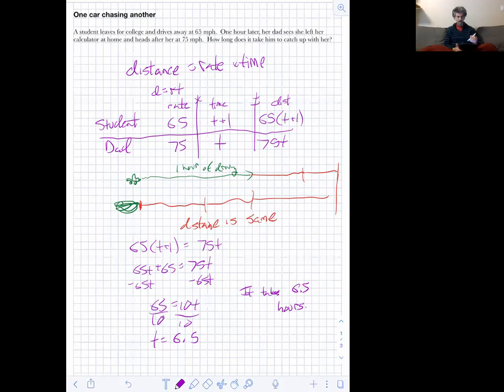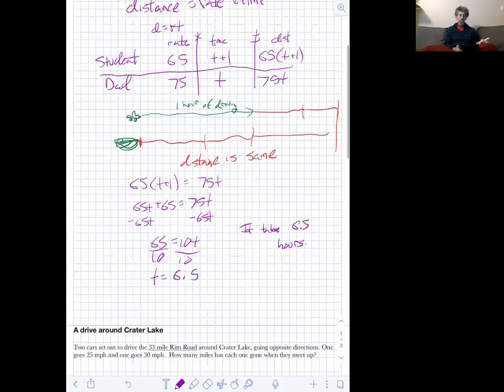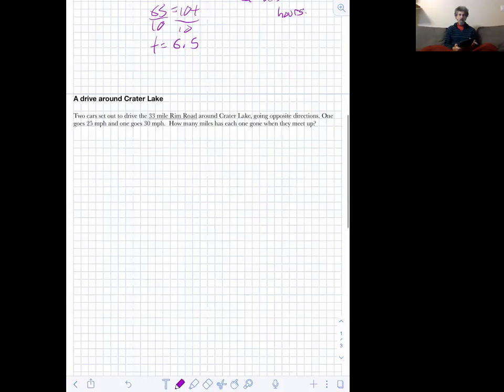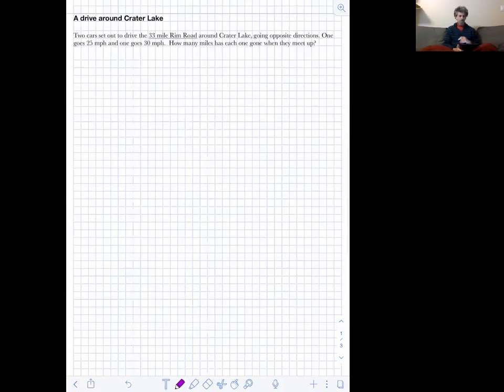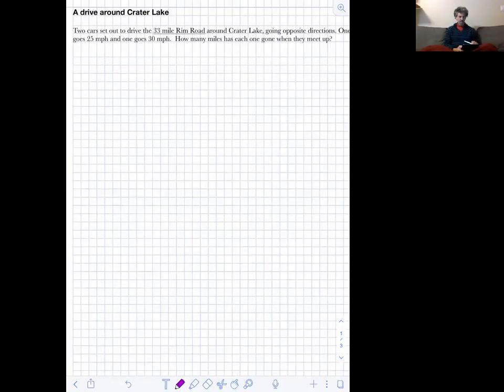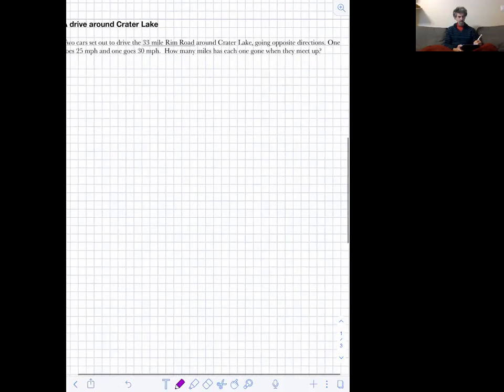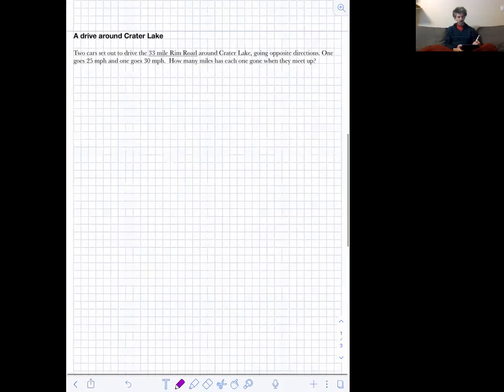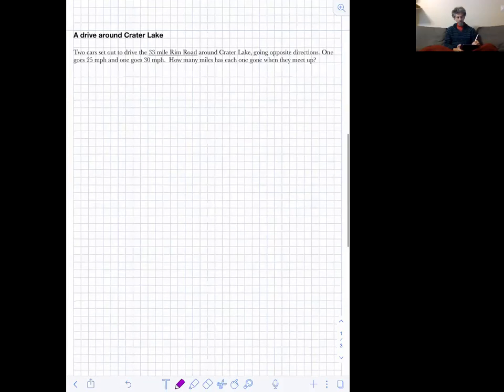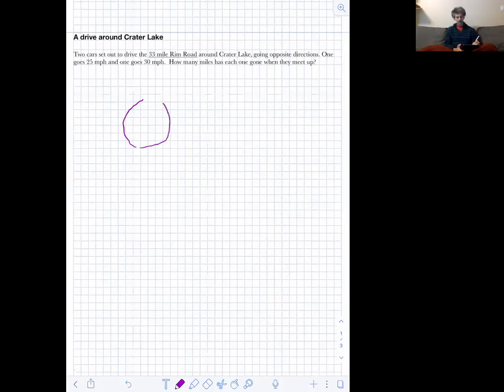Okay, I set up one more, so bear with me again. I looked up the distance around Crater Lake. Crater Lake has a 33-mile rim road that goes nicely around the crater. I didn't mean to zoom out there. So one car sets off going this way around the rim, and the other car sets off going the other way around the rim, but slower. So they're going to meet at some point that's not exactly on the other side of the rim, but close.